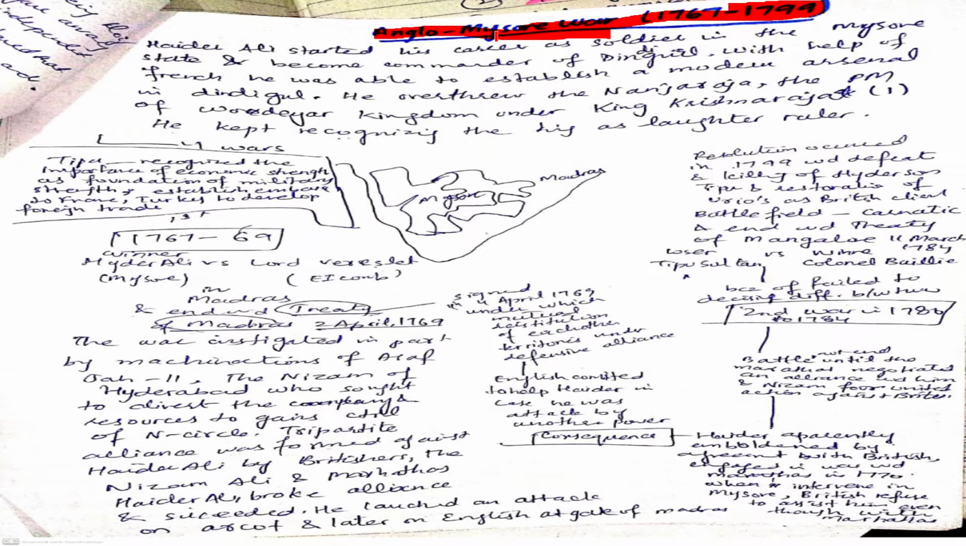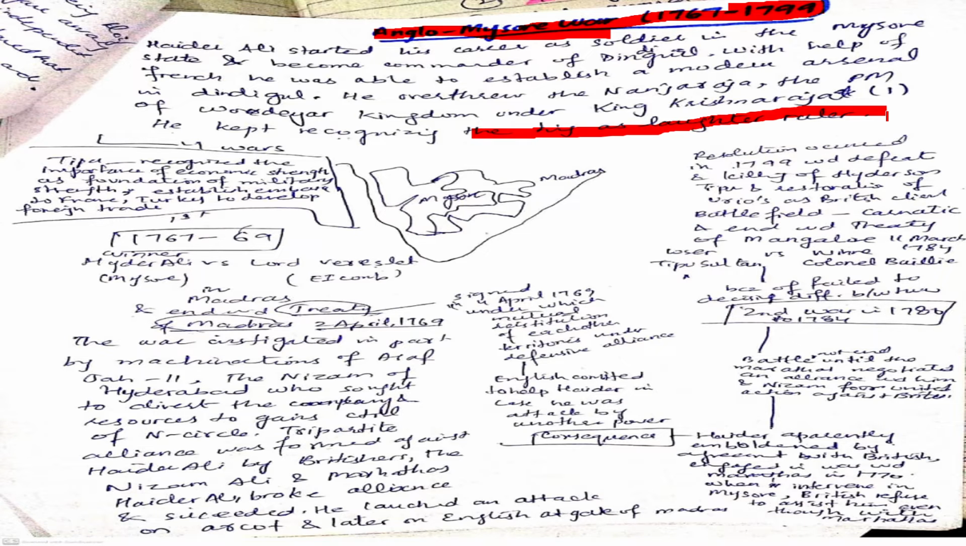He kept recognizing the king as the nominal ruler. There were four wars, four wars that happened between the Anglo-Mysore wars. Tipu recognized the importance of economic strength as the foundation of military strength, and established an embargo to France and Turkey to develop foreign trade.